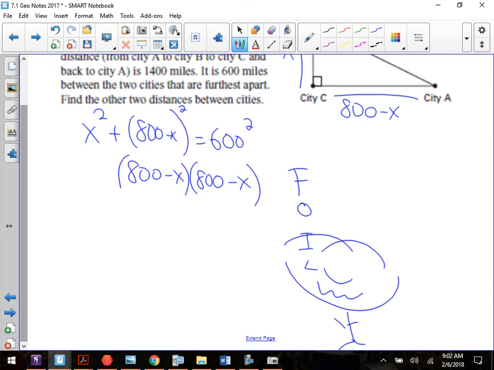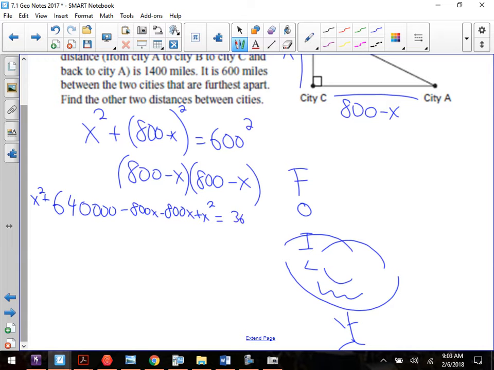Anyway, so 800 times 800 is what? 64, and then 4 zeros. Minus 800x, minus 800x. Negative x times negative x is positive x squared. And then we have an x squared here. Negative 800 minus 800. So you took a negative, you went more negative. So it would be negative 1600.